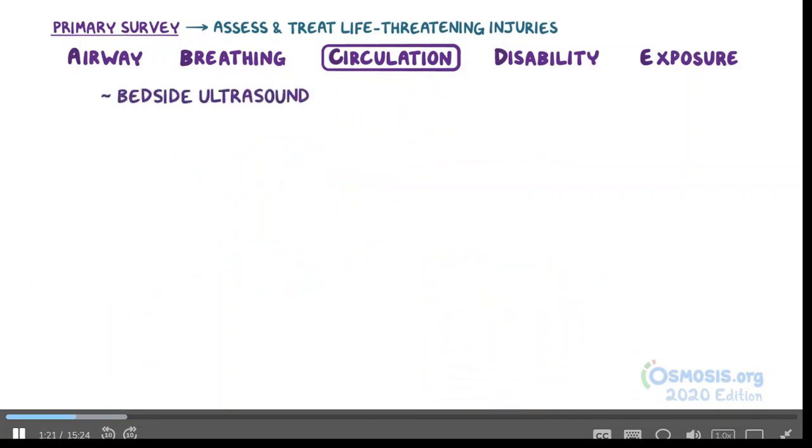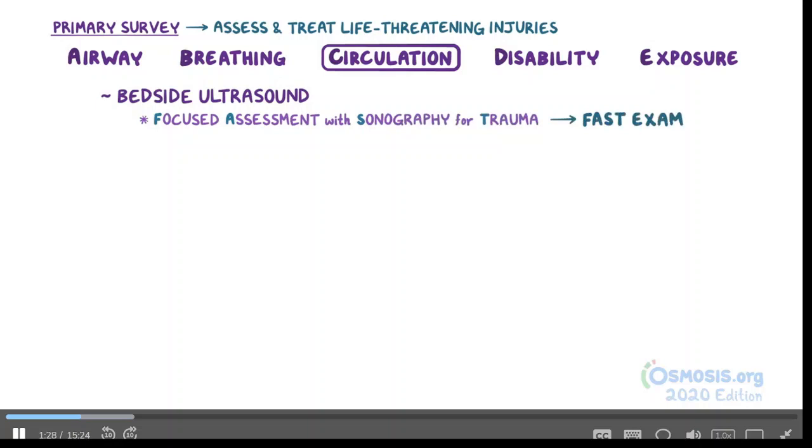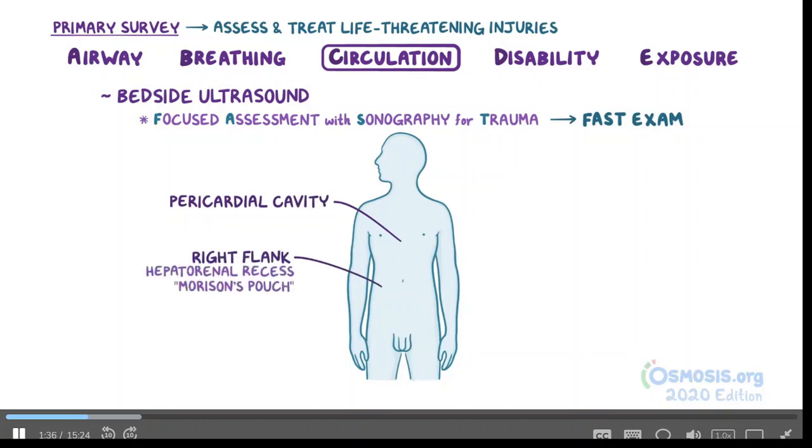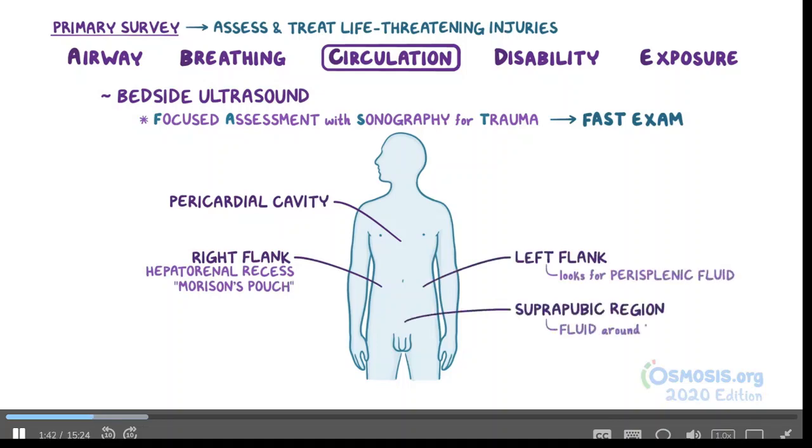Bedside ultrasound can also be used in the primary survey, and it's called focused assessment with sonography for trauma, or the FAST exam. The ultrasound probe explores the pericardial cavity, then the right flank, also called the hepatorenal recess or Morrison's pouch, and then the left flank, which looks for perisplenic fluid, and finally the suprapubic region to look for fluid around the bladder.